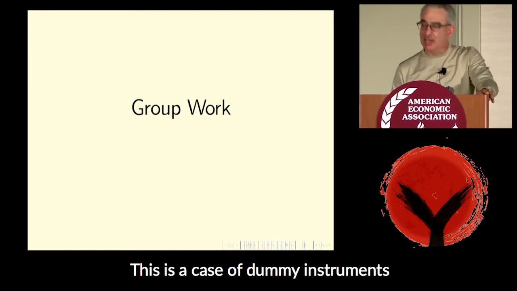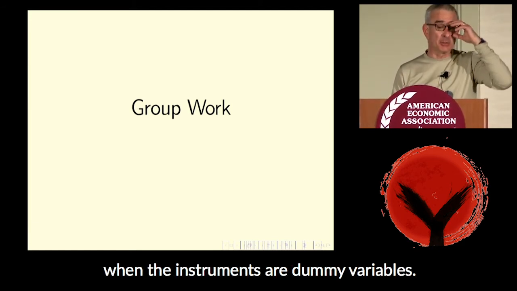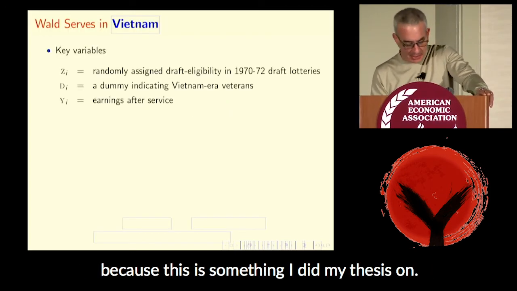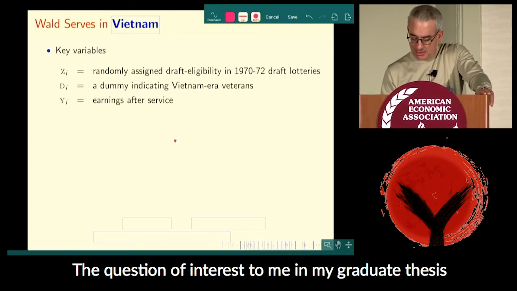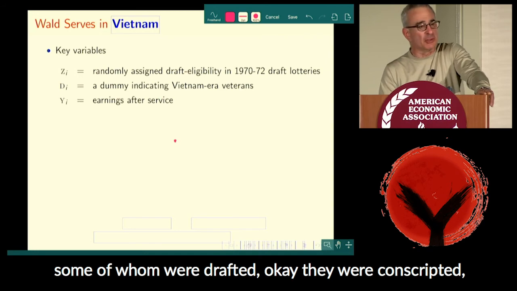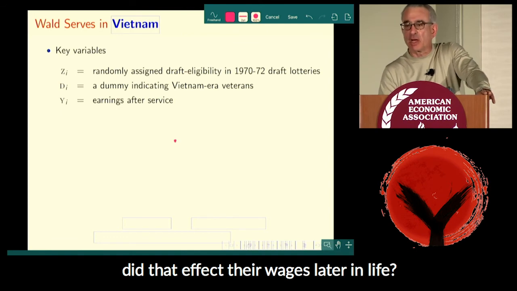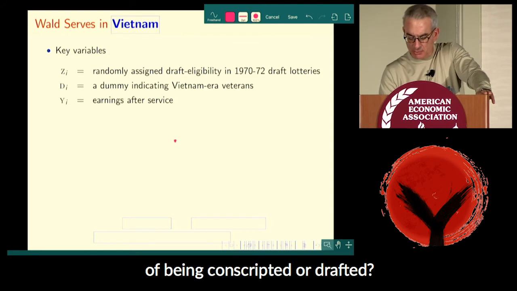This is a case of dummy instruments, and there's some interesting special stuff when the instruments are dummy variables. So let me give you an example that's close to my heart, because this is something I did my thesis on. The question of interest to me in my graduate thesis was whether men born in the 1940s and 1950s, some of whom were drafted, okay, they were conscripted, forced to go into the army, did that affect their wages later in life? Okay, what were the long-run consequences of being conscripted or drafted?